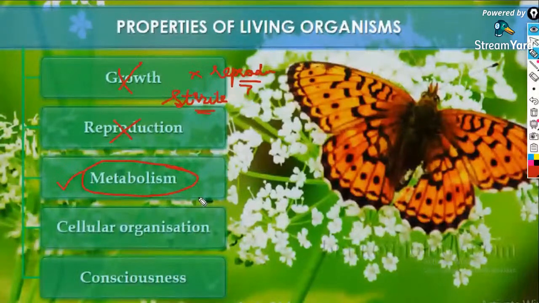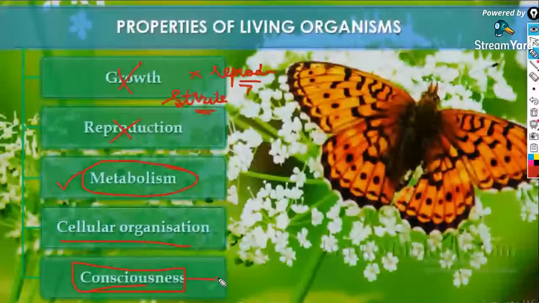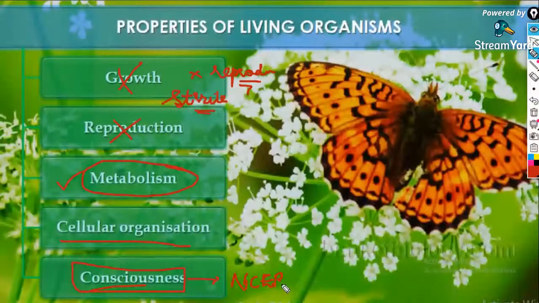Next is cellular organization, and the last one is consciousness. According to your NCERT textbook, human beings are the only organism that can regulate itself.